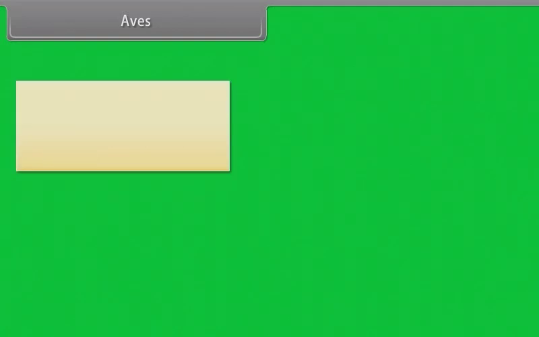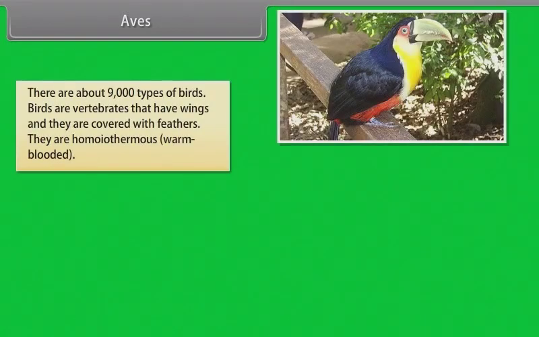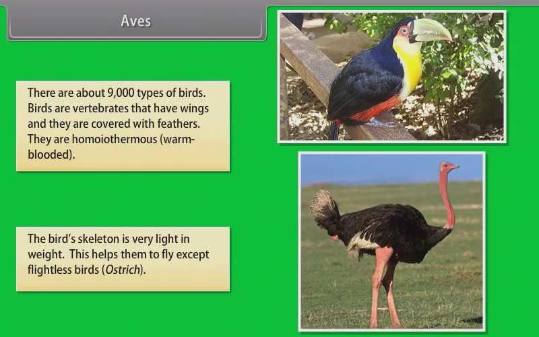Aves. There are about 9,000 types of birds. Birds are vertebrates that have wings and they are covered with feathers. They are homeothermous or warm-blooded. The bird's skeleton is very light in weight. This helps them to fly, except flightless birds, for example the ostrich.